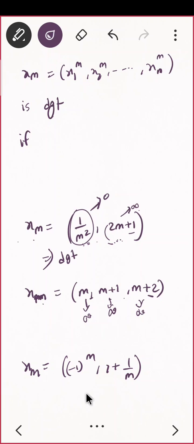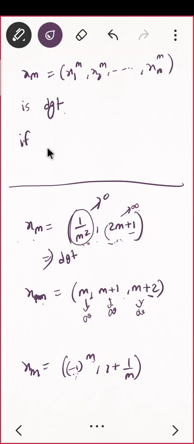What about this one? Why is that divergent? Can you tell me? Perfect, minus 1 raised to m. Yeah, it is an oscillatory sequence. And what do you mean by an oscillatory sequence? Correct. That means it is a sequence which is bounded but not convergent. So this is divergent. Can you fill the statement now?